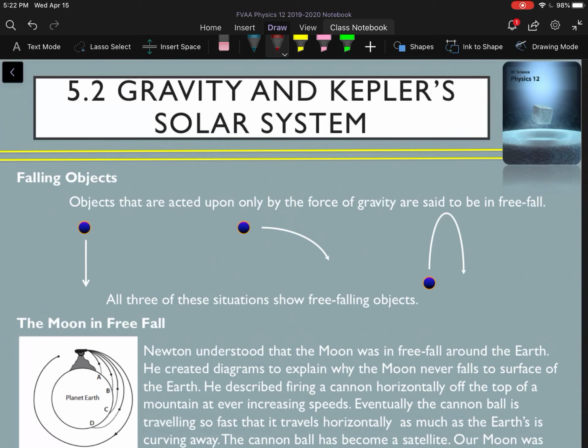We're going to be looking at Chapter 5, Section 2, looking at gravity and Kepler's solar system. BC doesn't want to hear anything about Kepler. So Kepler's solar system, much more popular here in BC.